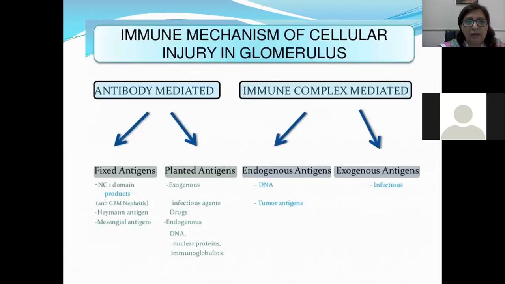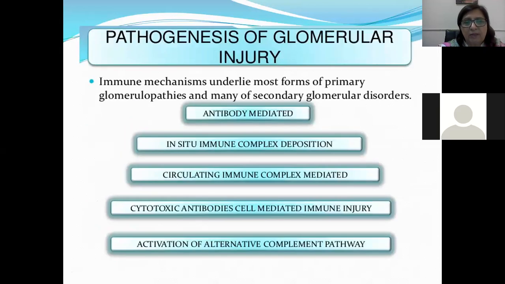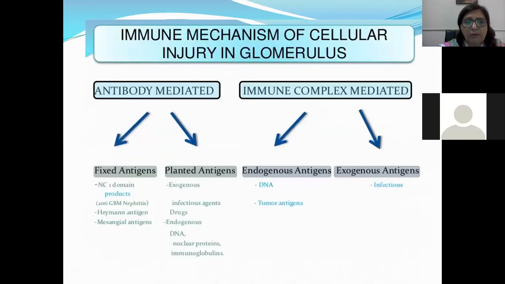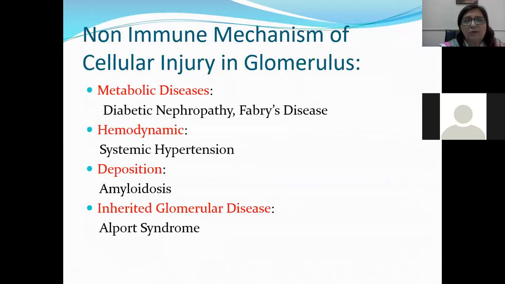So glomeruli are mostly affected by immunological mechanisms, especially primary glomerular diseases, which are antibody mediated and immune complex mediated. Non-immune mechanisms are seen in metabolic disorders, hemodynamic disorders, deposition in case of amyloidosis, and inherited glomerular diseases, which is Alport syndrome.